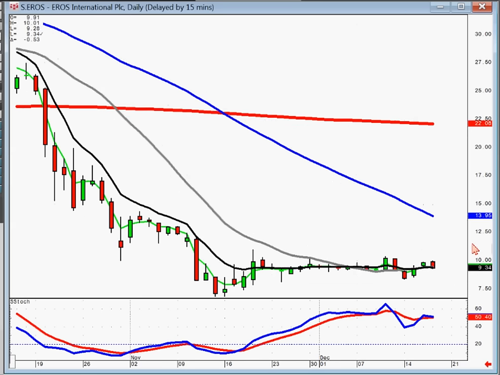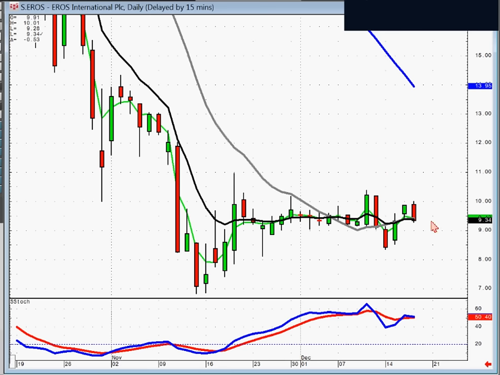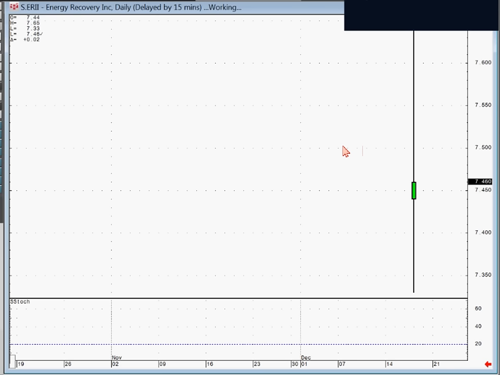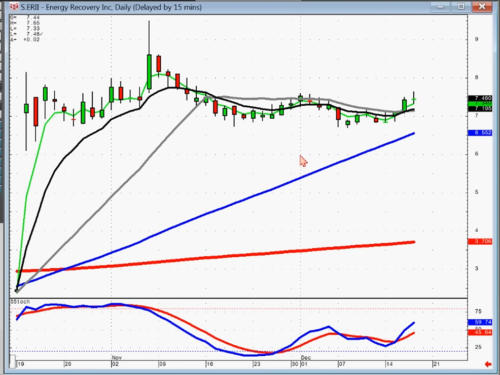EROS, nothing here. I wouldn't be long or short. That's not showing us anything. Now, ERII, that's got a nice little fry pan bottom or bottoming action. I'd be buying this one on positive trading tomorrow.